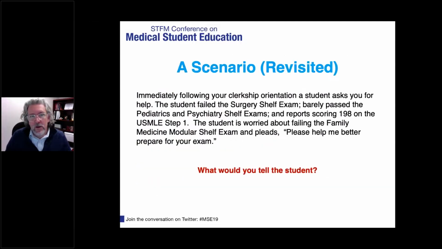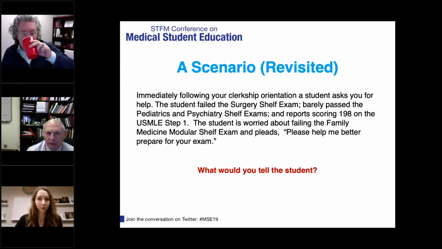So now I want to open it up to you and for Dr. Dobbie and Dr. Tysinger to join in. And let's revisit the scenario. Having listened over the last 45 minutes or so, now what would you tell the student? If you could take a minute to type it into the text box, that would be fantastic. And while you're typing that in, Dr. Tysinger or Dr. Dobbie, do you have anything you want to add that I missed?